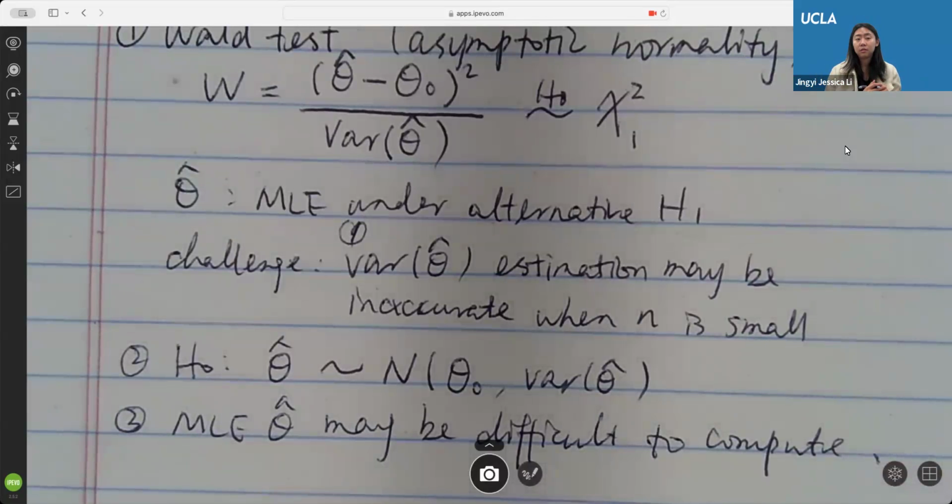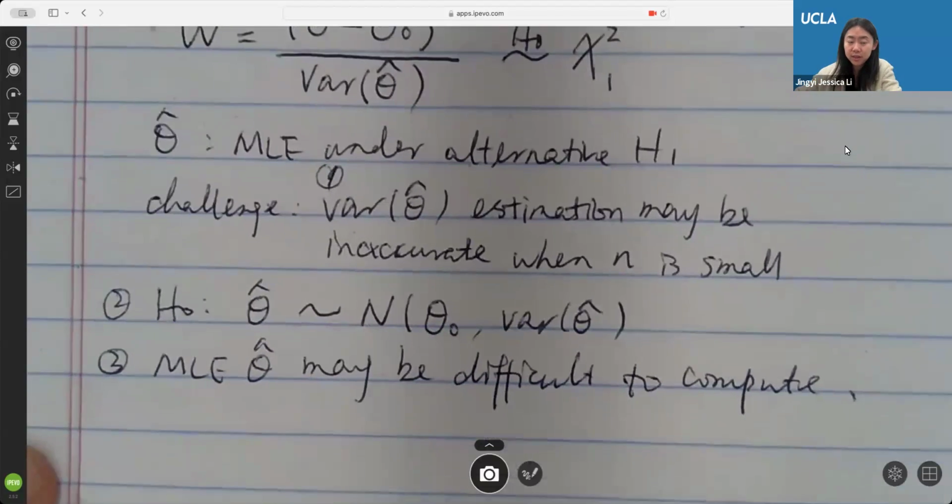The challenge is to estimate the variance, right? Yeah, estimate all of the variance. Because the variance may rely on some other parameters. Like in the linear regression case, the variance will require your estimation of the sigma square, right? But if your sample size is too small, estimating another parameter may be difficult. Yeah. So essentially, Wald test, when to use it?